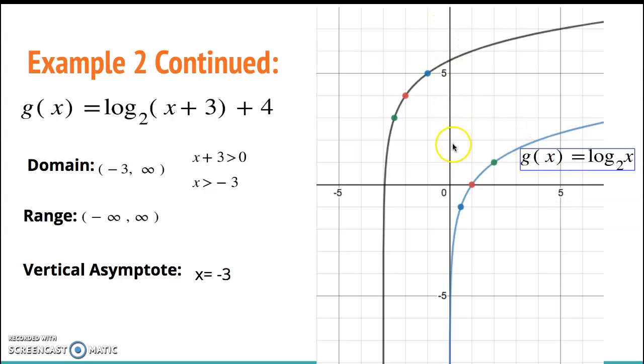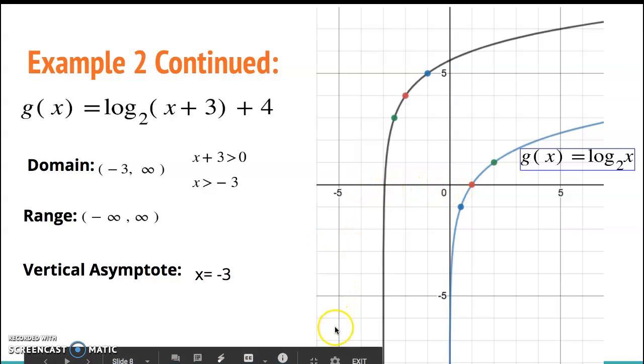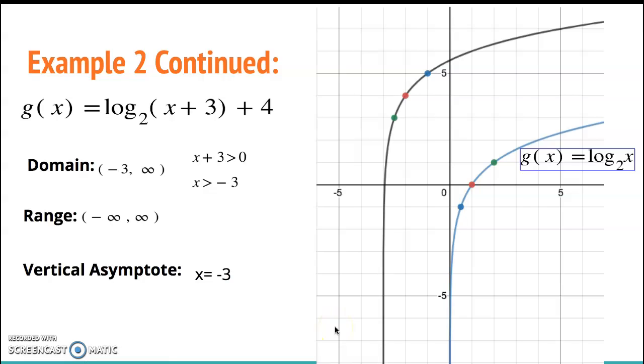If you have a vertical asymptote at 0, a left or right movement is the only thing that's going to move that vertical asymptote. And so if we had to move left 3, our vertical asymptote is now sitting at -3. All right, let's take a look at another example.